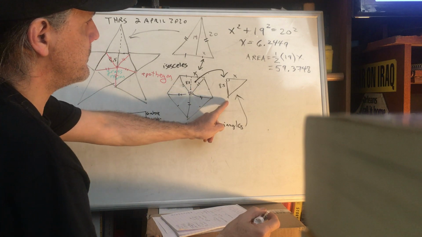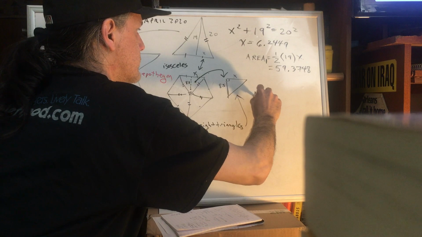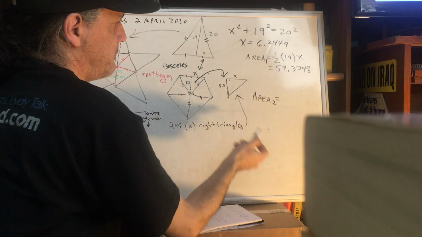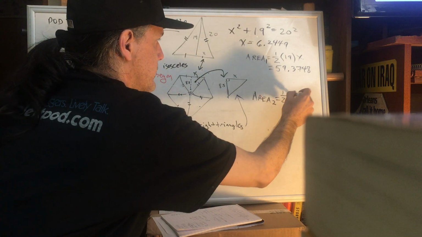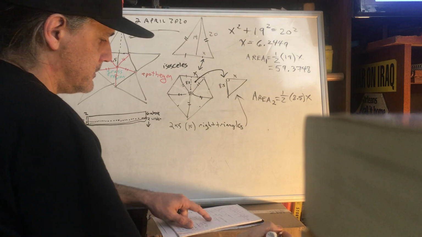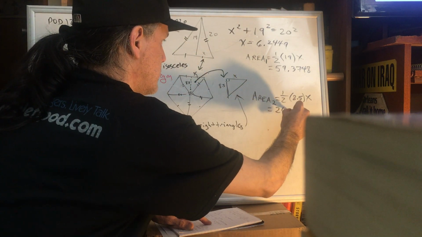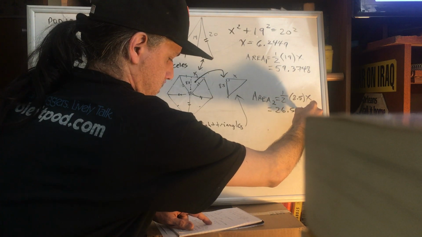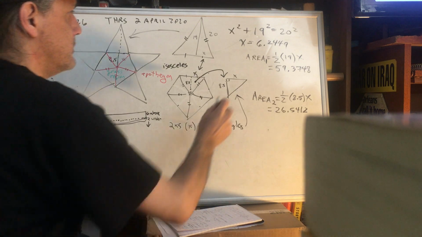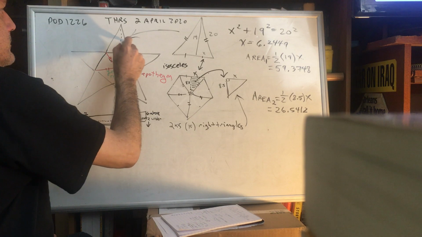Okay, and then we can do the same thing here. I'll call this area 1, and this area 2. Now that's 1/2 times 8.5 times x, which is 26.541. And let's give it one more sig fig. Okay, so now we've got the area of this and of this.